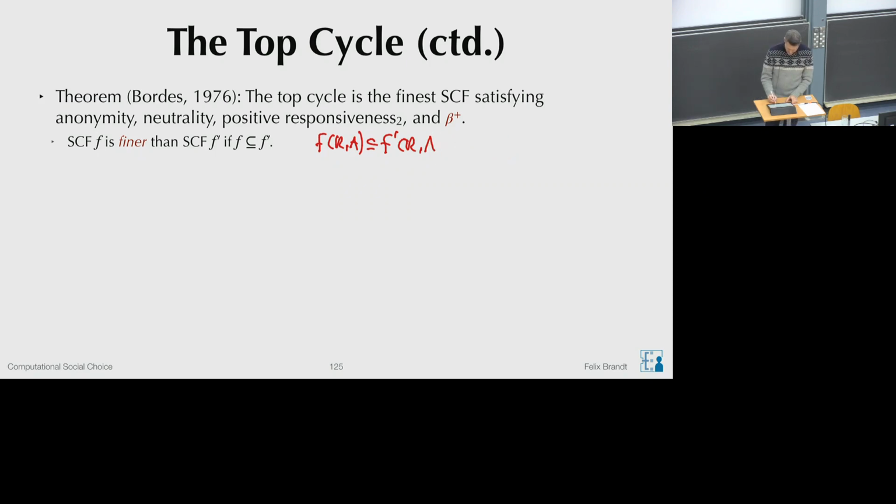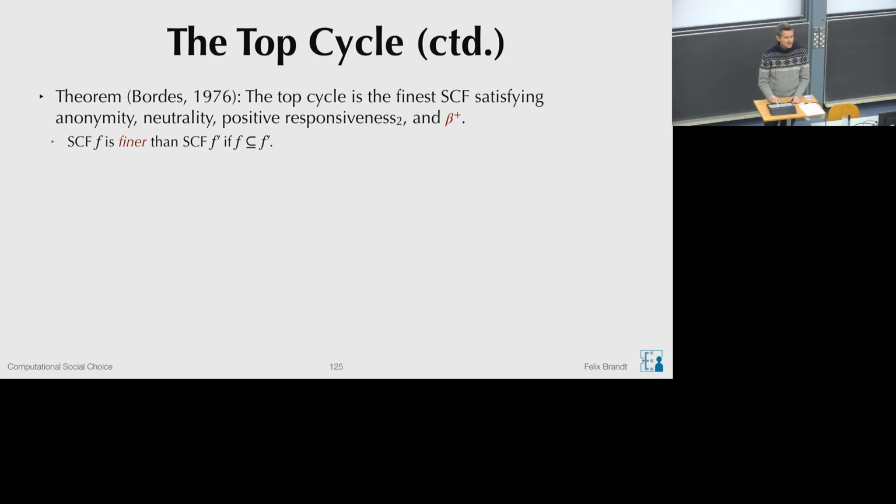Okay, so in other words, the top cycle is in some sense the most discriminating social choice function that satisfies beta plus. If we want social choice functions that return small sets of alternatives, that don't always return everything, then this finest condition is quite useful. And it's also necessary for the characterization here.